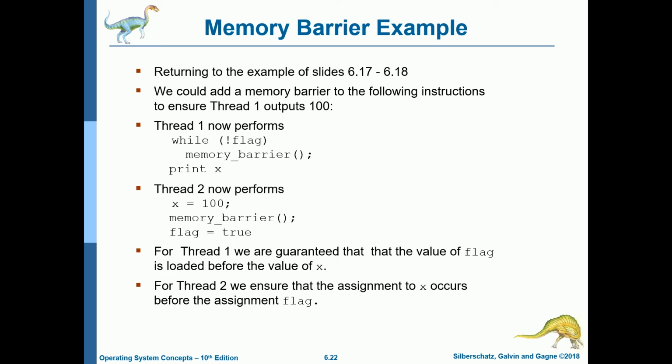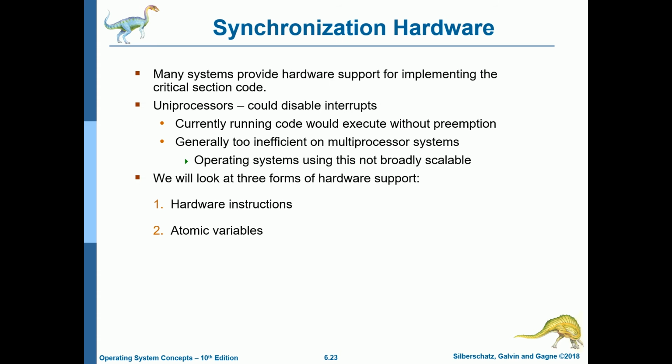Now, we also note that memory barriers are considered very low-level operations and are typically used by kernel developers when writing specialized code that ensures mutual exclusion. In addition to that, many modern computer systems provide special hardware instructions that will allow us to either test and modify the contents of a word or swap the contents of two words atomically. Atomically in this sense means that it is one uninterruptible unit. We can use these special instructions to solve the critical section problem in a relatively simple manner.